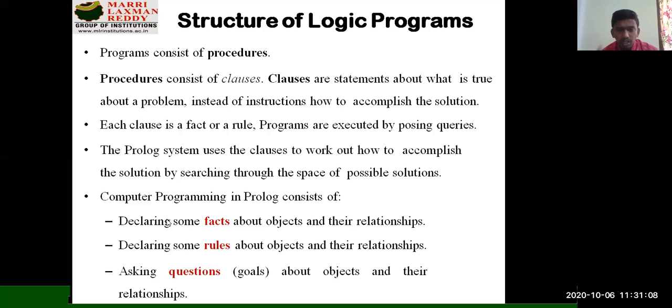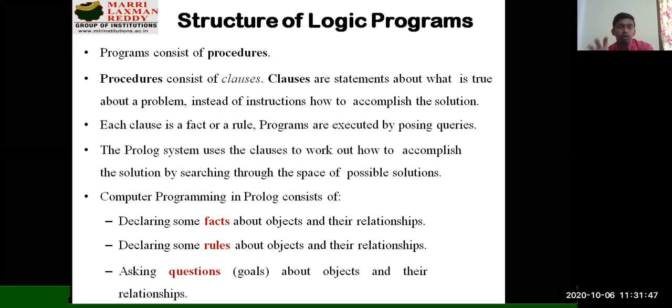Talking about the Prolog language with respect to computer programming, it consists of declaring some facts about objects and their relationships. As I said previously, if I give some sentences, you need to identify what is the predicate and what are the arguments. Similarly, it also consists of declaring a set of rules about objects and their relationships. The relationship can be with respect to the facts or the rules. And it involves asking questions or queries about objects and their relationships.